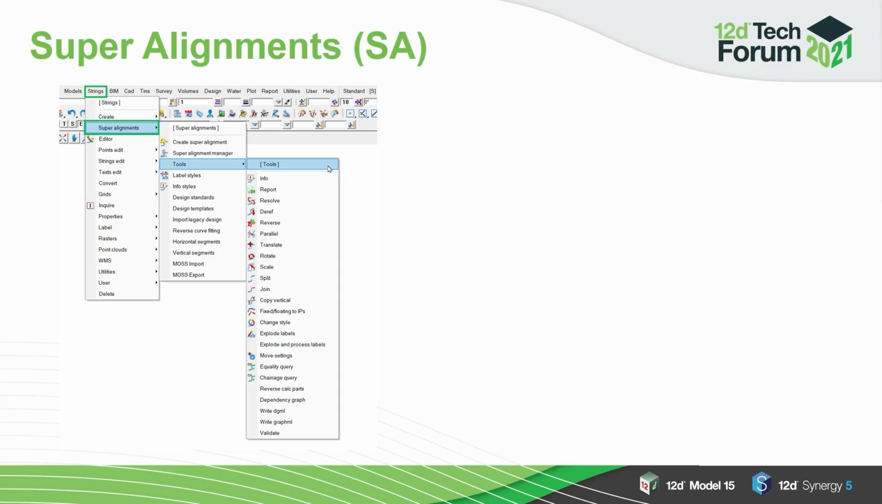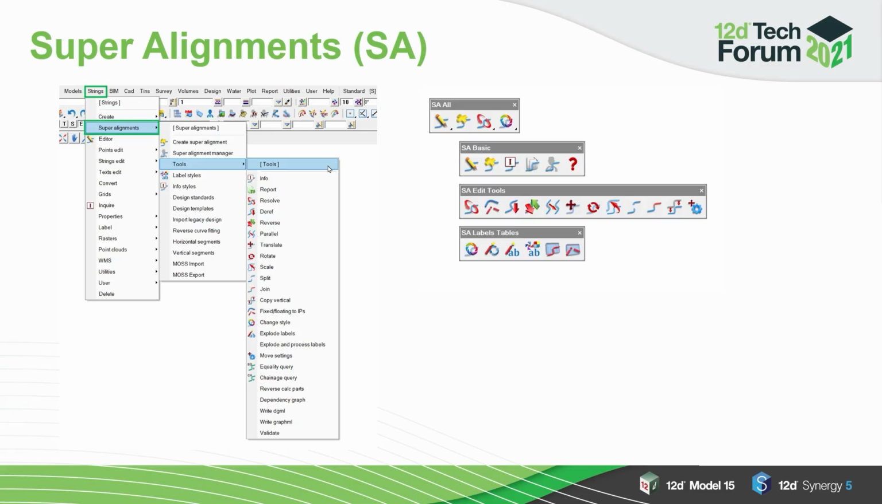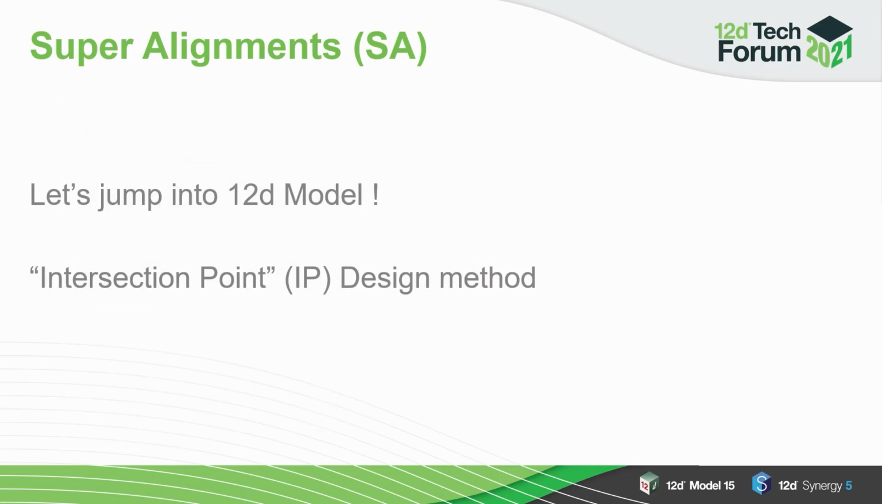Given the complex mathematics which might be involved in the geometry of your superalignment string, 12D model have specific superalignment tools for manipulating and editing these string types. These can be found off the main menu as shown, or you might prefer to use some of the superalignment toolbars that have also been developed.